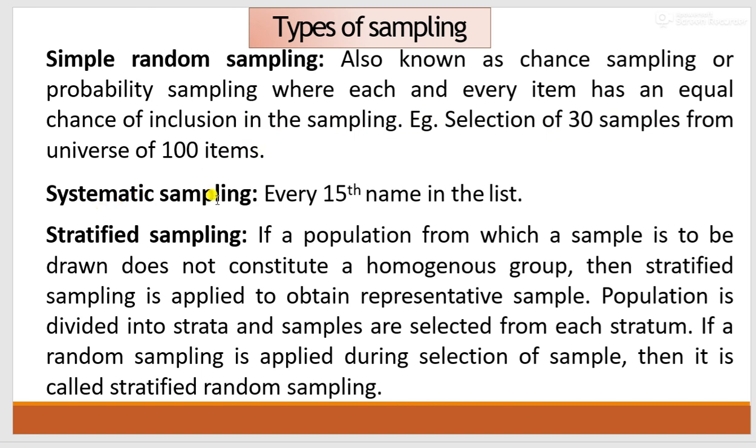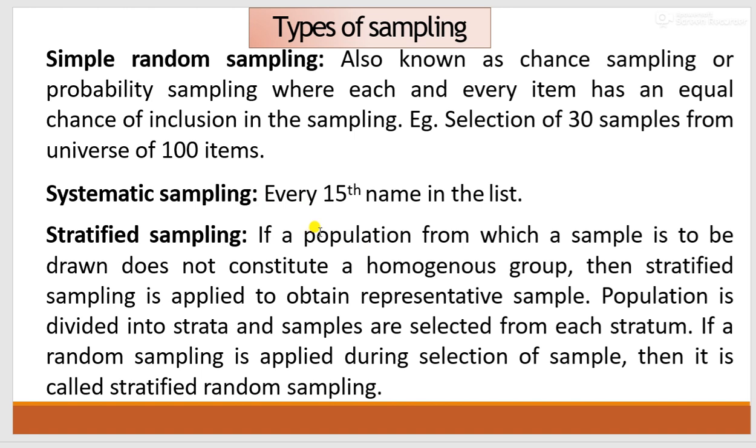Systematic sampling. An example is every 15th name in the list. Suppose you have a list of 100 students. So if you are selecting every 15th name, or every 10th student, that is known as systematic sampling. Now, stratified sampling.